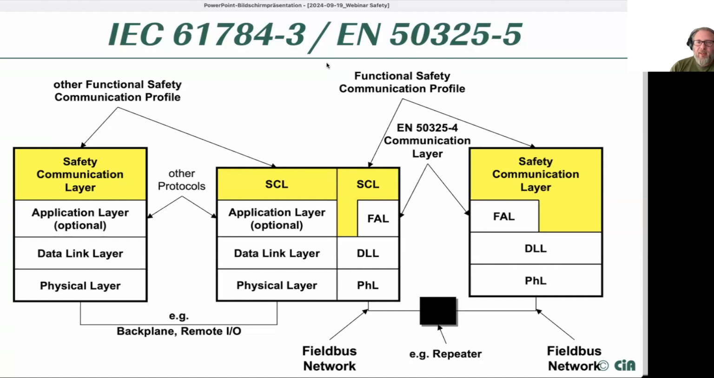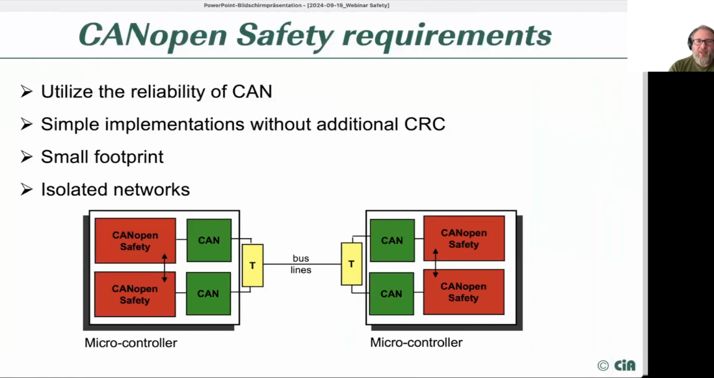That means we are basically using what is called a white channel network because we are using the features of the underlying network. In terms of CANopen Safety, the original idea behind CANopen Safety is we want to utilize the reliability of CAN, because CAN itself has a very high reliability designed in. We want to make it possible to allow simple implementations without the need of additional CRC.